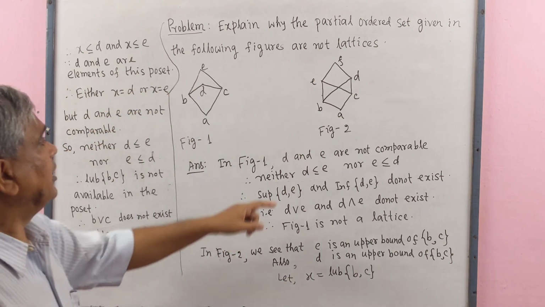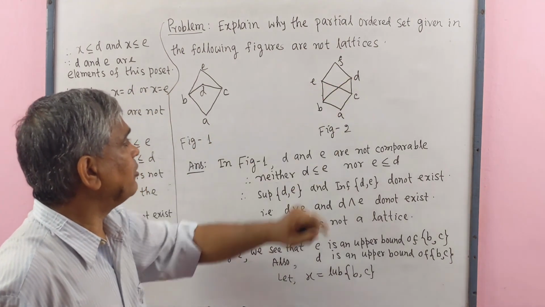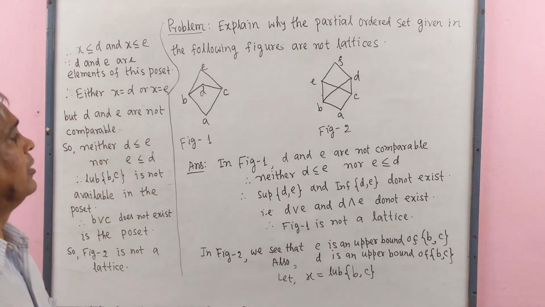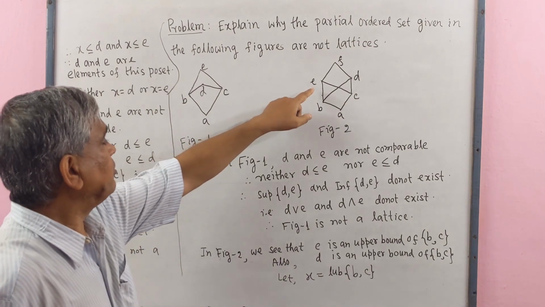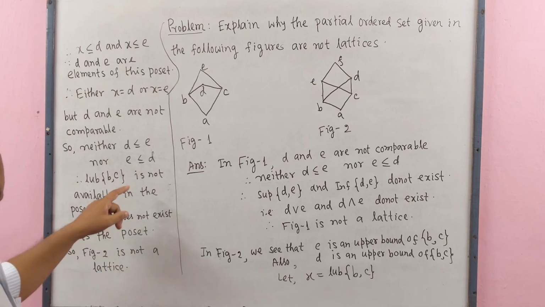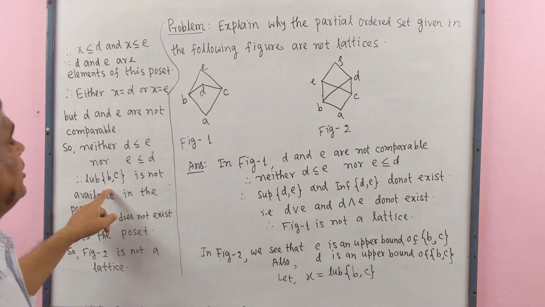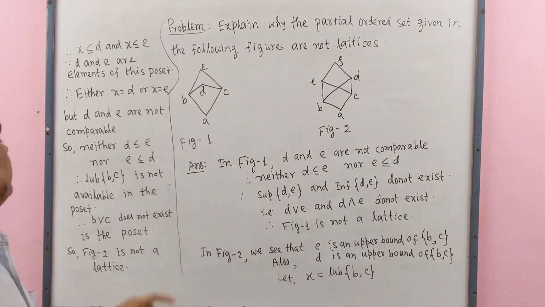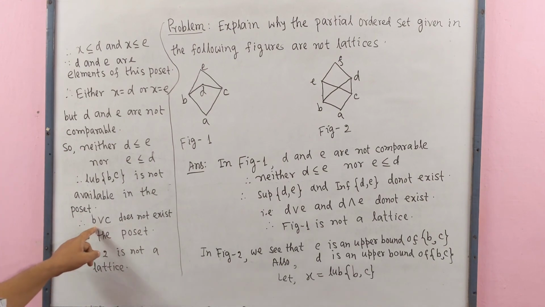But here we see that D and E are not comparable. Neither D is less than or equal to E, nor E is less than or equal to D. So the least upper bound of B and C is not available in the poset. That is, the supremum of B and C, meaning B join C, does not exist in the poset. Therefore, figure 2 is not a lattice.